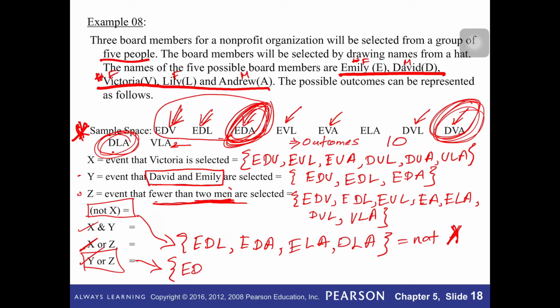EDV, you don't need to write again and again. Don't write repeated outcomes, just write them down once. EDV, then EDL, then EDA. Check this one. We have EDV, we have EDL, we don't have EVL.